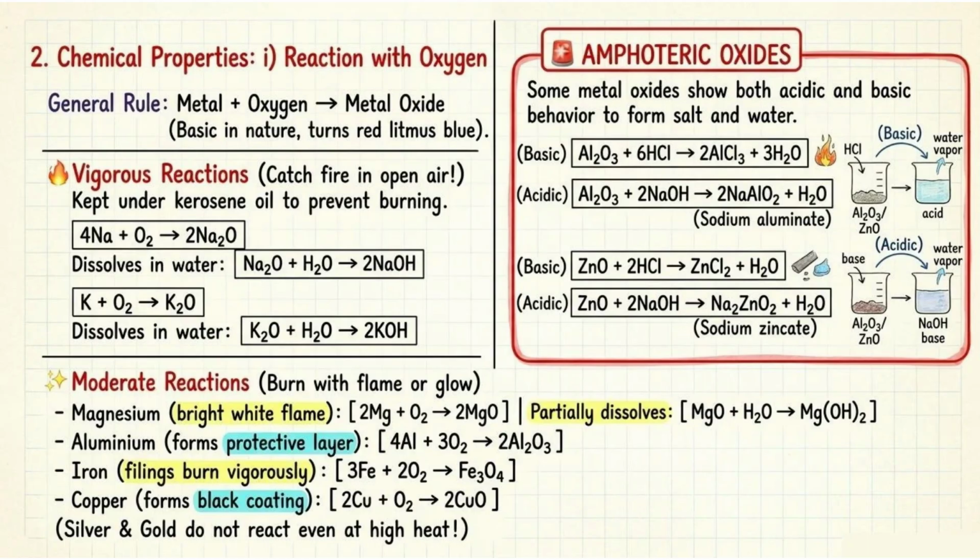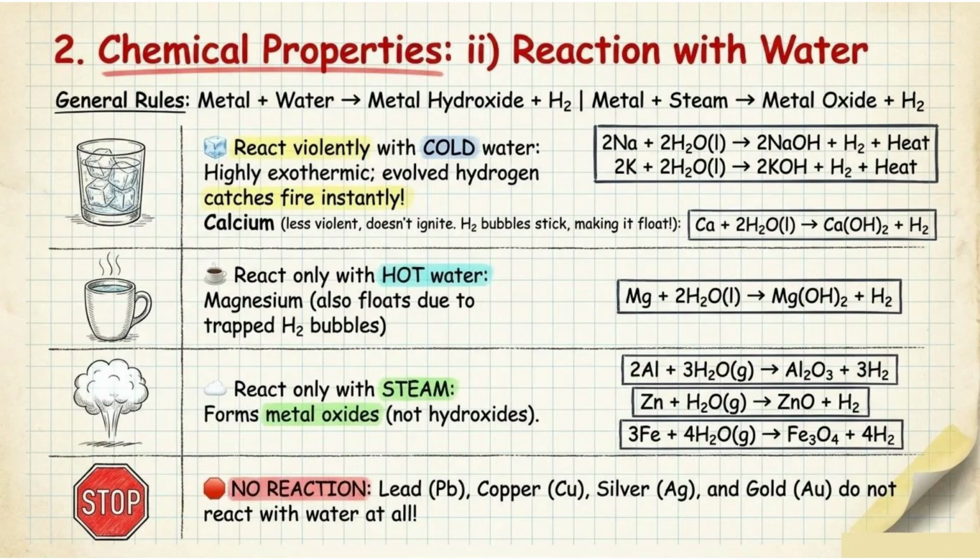So we know oxygen makes these metals corrode or even catch fire. But what happens if we introduce them to something even more common, like water? The reactivity actually changes based on the water temperature. The general rule here is metal plus water yields a metal hydroxide plus hydrogen gas, H2. Or, for less reactive metals, the rule is metal plus steam yields a metal oxide. Notice that's an oxide, not a hydroxide plus hydrogen gas.